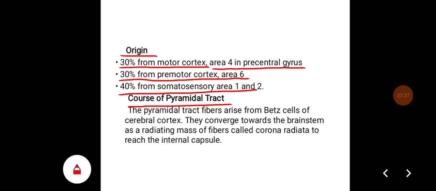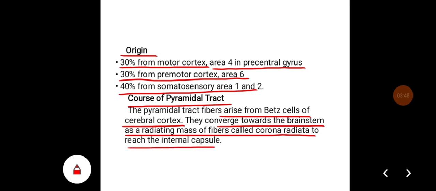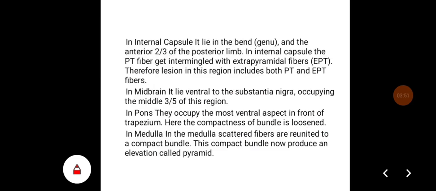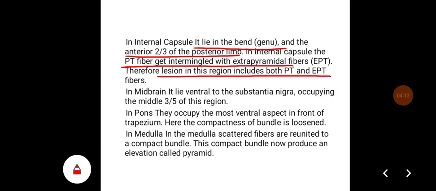The pyramidal tract fibers arise from the pyramidal cells of the cerebral cortex. They converge towards the brainstem as a radiating mass of fibers called the corona radiata to reach the internal capsule. In the internal capsule, it lies in the bend, which is also called the genu, and the anterior 2/3 of the posterior limb. In the internal capsule, the PT fibers get intermingled with the extrapyramidal fibers, that is EPT, and therefore a lesion in this region involves both pyramidal tract and extrapyramidal tract fibers.